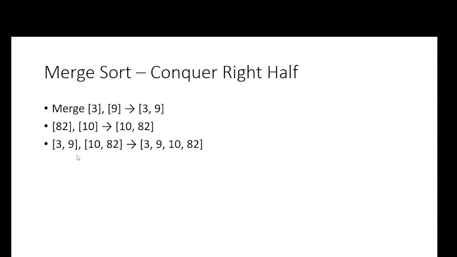Now I have two sorted sublists, 3, 9 and 10, 82. I take 3, I compare 3 with 10, then I compare 9 with 10, and since the end of one list is reached, it will just add 10 and 82 to the final list.